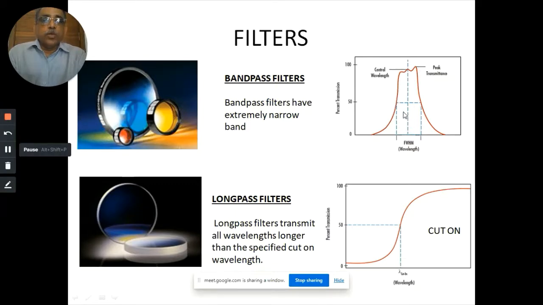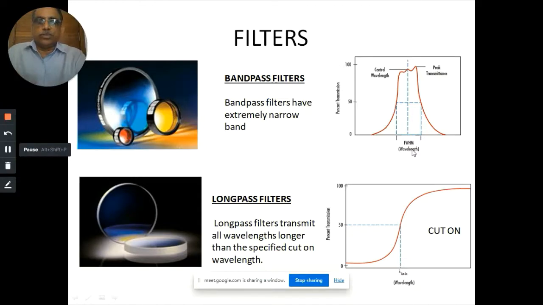You always define this bandpass in terms of the wavelength, which is called the full width at half maximum. You find the total height, and at half of that height, the width in wavelength of the light that you are getting is called the full width at half maximum. This is the general nomenclature they follow to define the bandwidth of the light that you get. So you make a plot of transmission versus wavelength and see the characteristics of the filter.